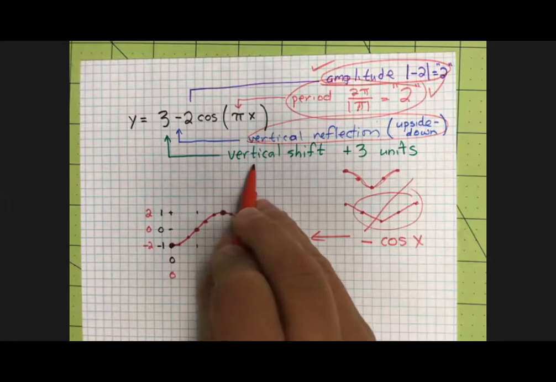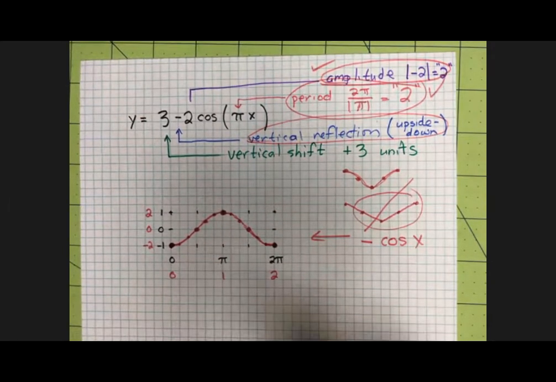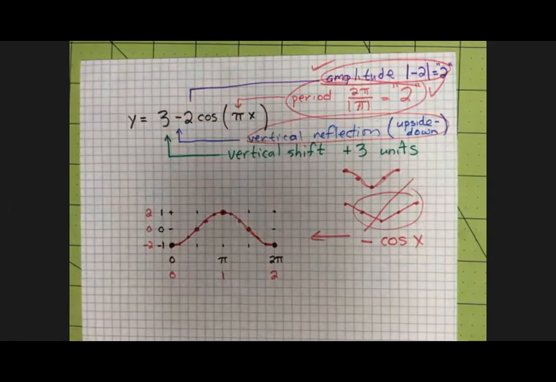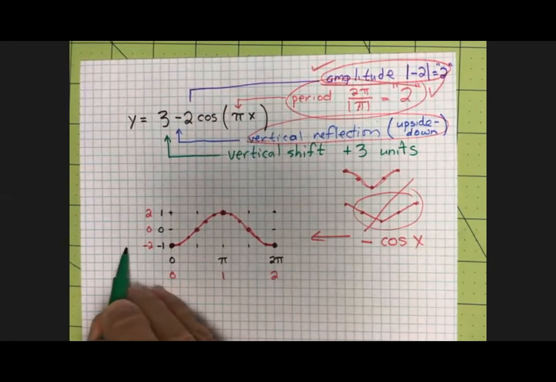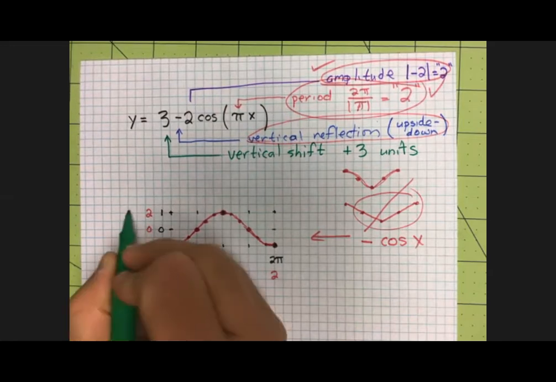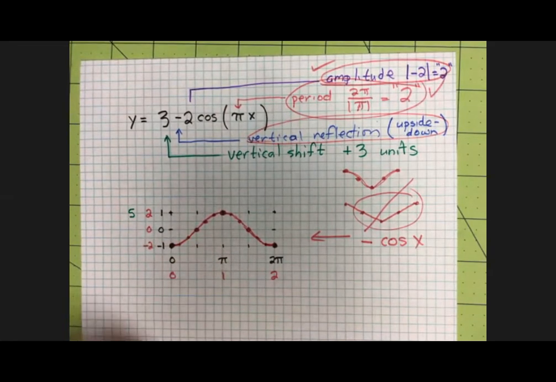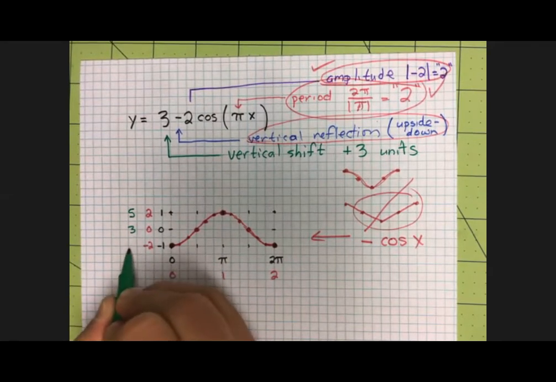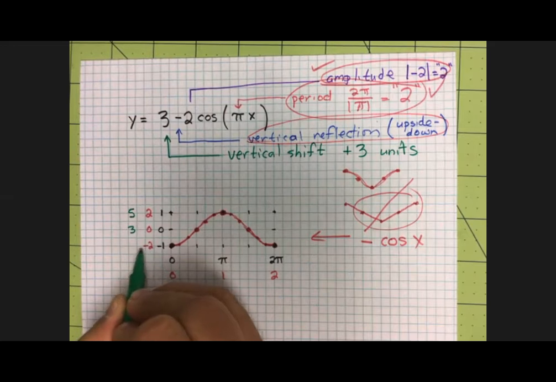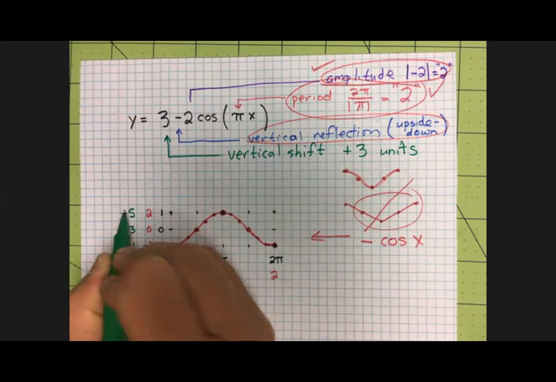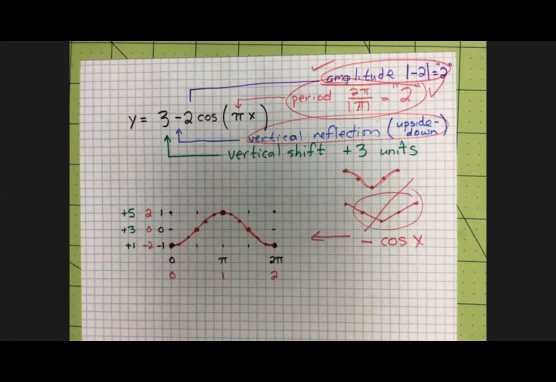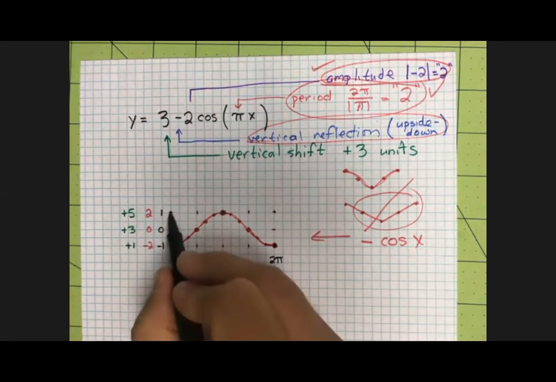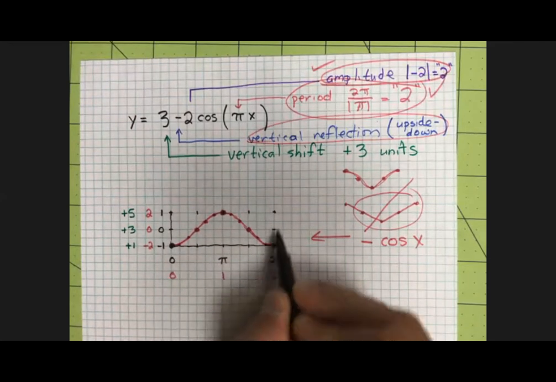Let's do one more thing. Let's vertically shift it. And what does that vertical shift do? It literally lifts this graph up 3 units. But I'm going to show you how to lift it up by doing what? Adding 3 to each of these numbers. Now I'm at 5 for my highest point. My center point will be at 3, and my low point, 3 plus -2, -2 add 3 would be a -1. I'm sorry, it'd be a +1. Now I've got the perfect blueprint for drawing this cosine wave.